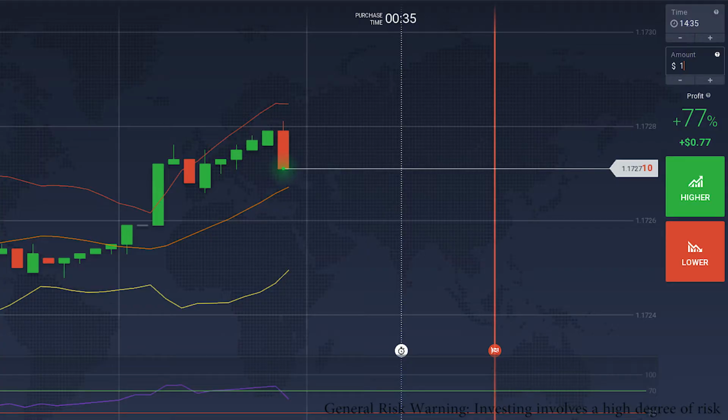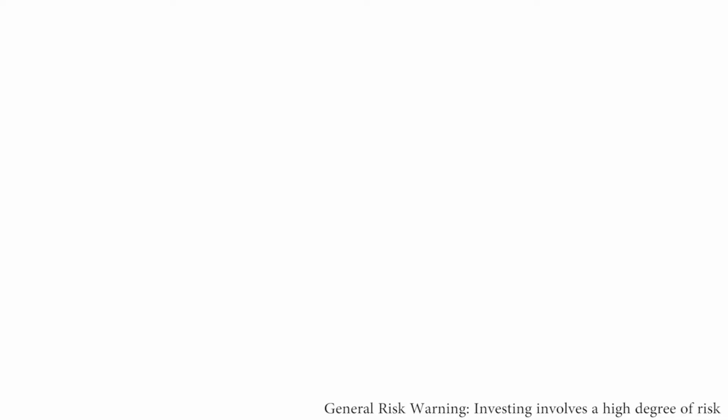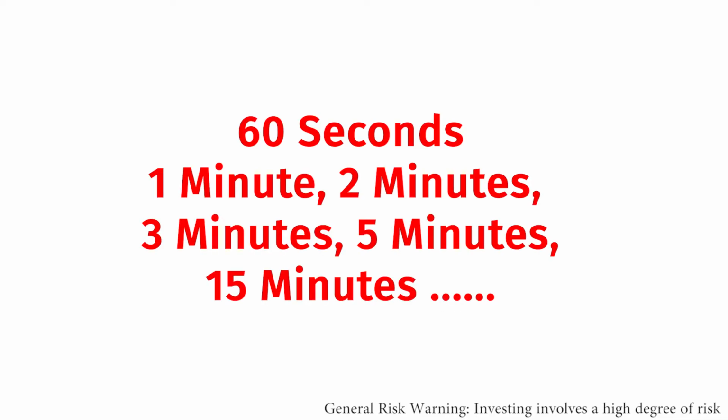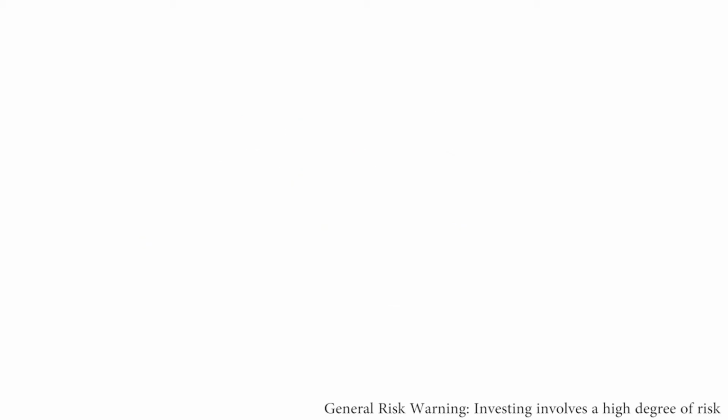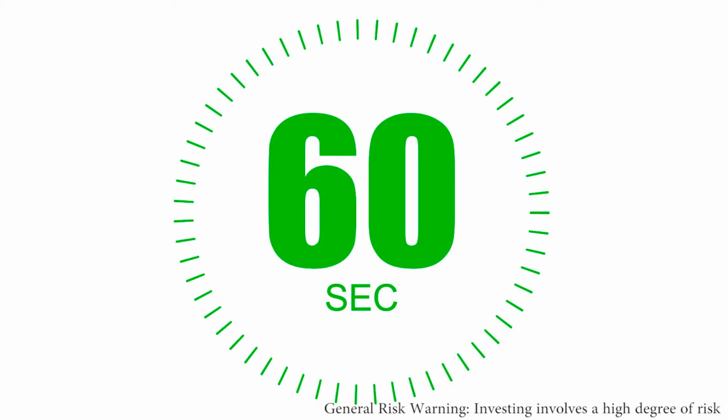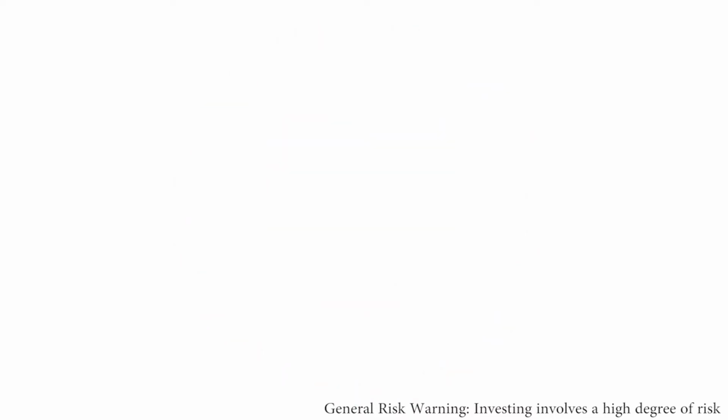That means you need to predict the market price, whether the market price will go up or down in the next 60 seconds. There are many time frames in binary options trading: 60 seconds, 1 minute, 2 minutes, 3 minutes, 5 minutes, and 15 minutes, and so on. But 60 seconds trade is very popular because it gives you quick return. So let's see an example.